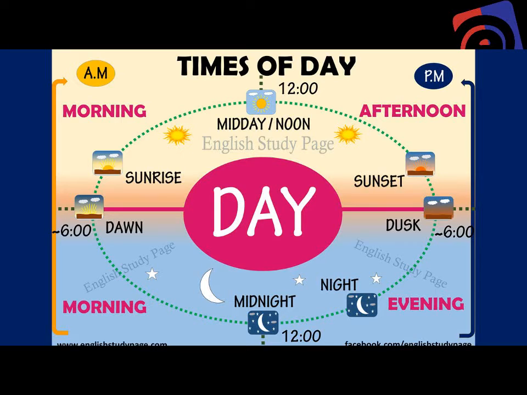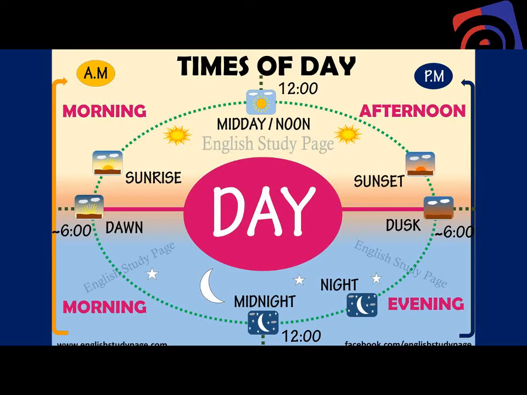12 o'clock midnight is 12 o'clock a.m. Okay? And it also divides between evening and morning. 12:01 a.m. is the beginning of morning. 11:59 a.m. is the end of morning. So we have 12 noon and 12 midnight.